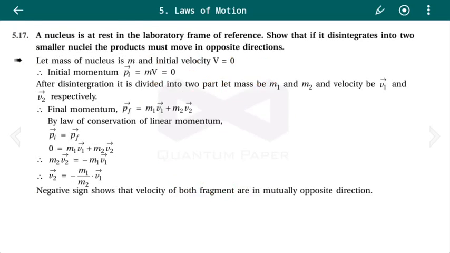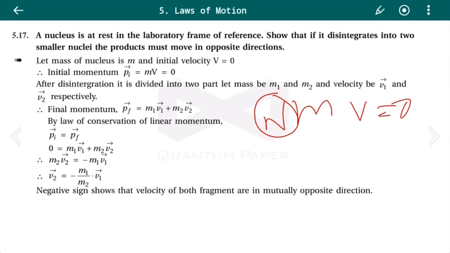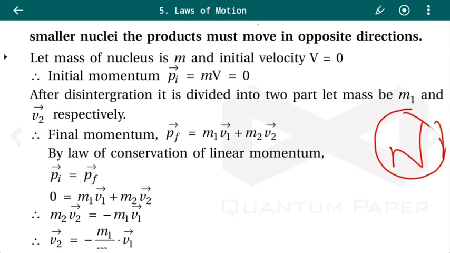Now numerical number 17. A nucleus is at rest in the laboratory frame of reference. Show that if it disintegrates into two smaller nuclei, the products must move in opposite directions. So initially the nucleus is at rest, so let its mass be m and velocity be 0. So we can consider that its initial momentum pi, which equals mv, equals 0.